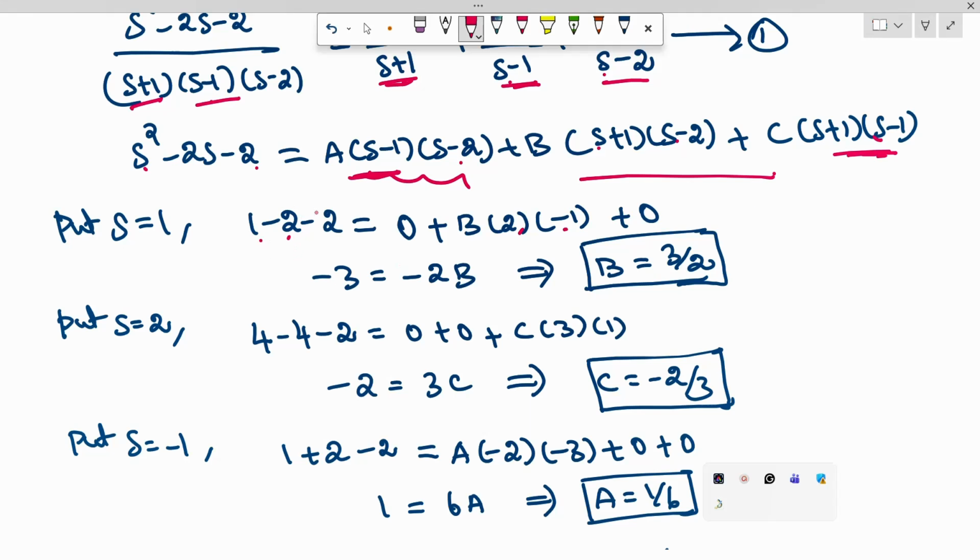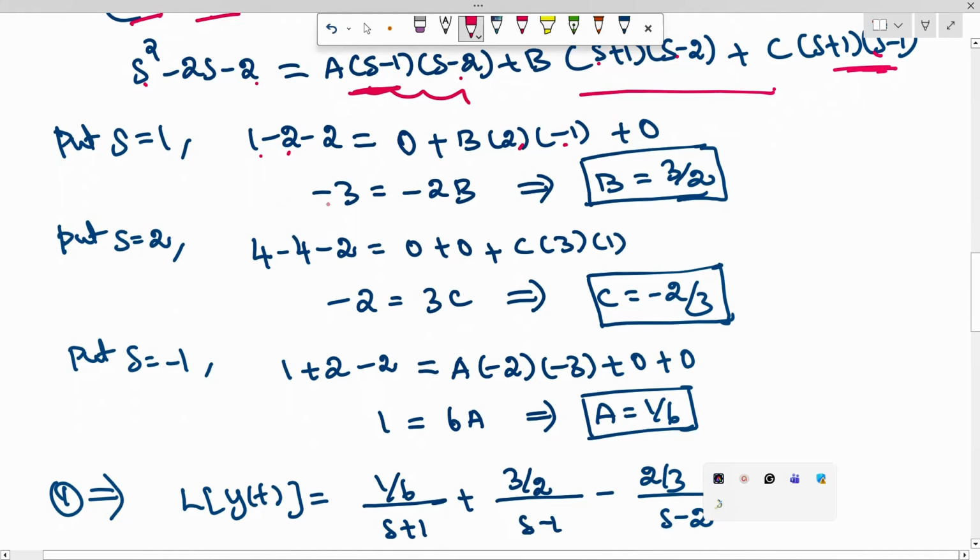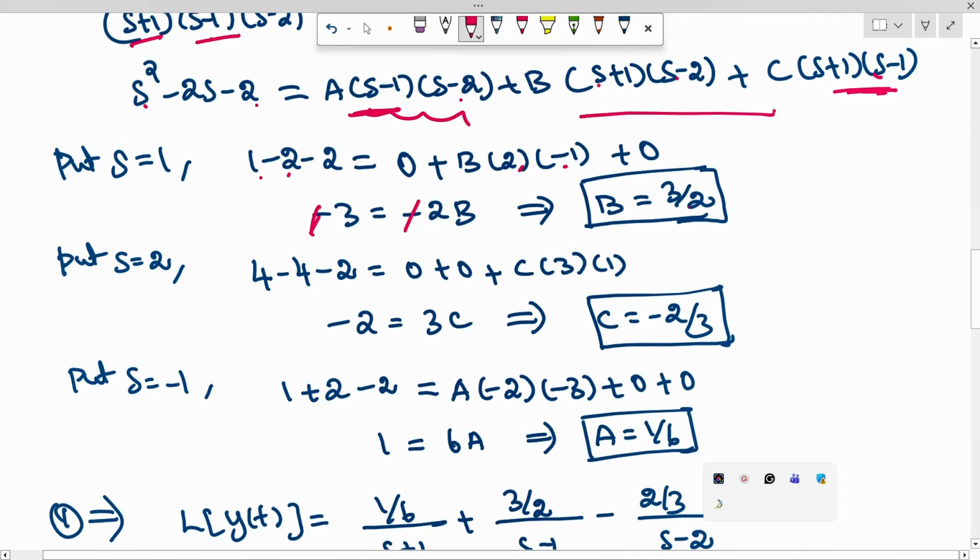Okay. So first simplify the left hand side term. 1 minus 2 will be minus 3, because minus 4 plus 1 will be minus 3, equal to 2 into minus 1 is minus 2 into b. Both sides we can remove the negative sign. Therefore, b equal to 3 by 2. In the similar way, we can find c and a values also.